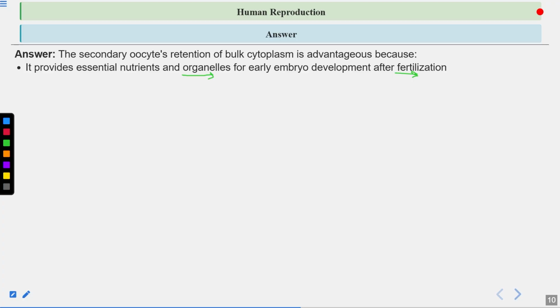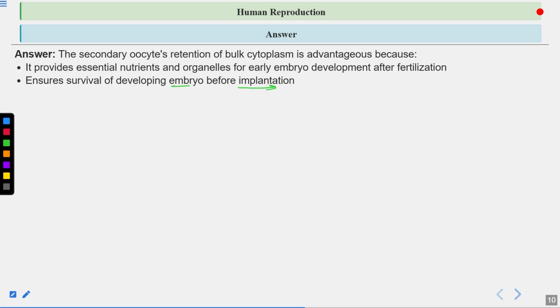So the cytoplasm, which is rich in nutrients and the organelles, these organelles are also involved in the production of proteins and carbohydrates, which are required for the early embryo development. Okay, so this is the main reason here. So this ensures survival of the developing embryo before the implantation.